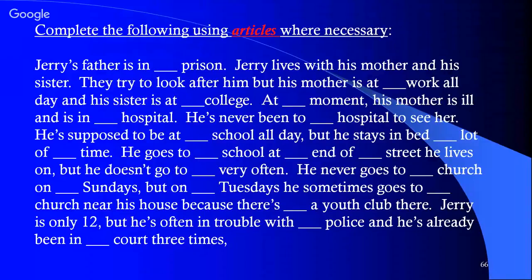His mother is ill and is in dash hospital. Article? No, in hospital, because mother is ill, so mother needs treatment. So hospital, here we are thinking about the primary purpose, the activity that goes on there. So no article, zero article in that. He's never been to dash hospital to see her. The hospital, here the, because he does not need treatment. His mother is the patient there.